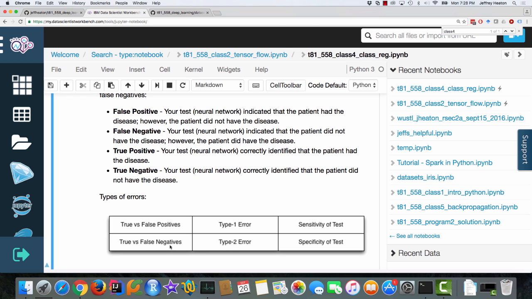And the specific is dealing with how good it is at classifying if you're negative, if you don't have it. So a very specific test deals really well with false negatives, or is really good at telling if you don't have the disease, less accurate on telling you if you do have the disease. The type 1 error, a sensitive test, is basically better at telling if you do have the disease.